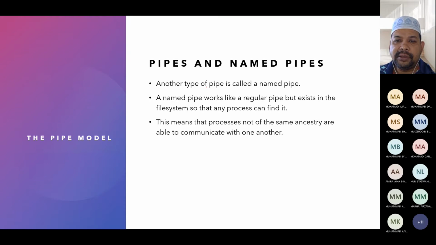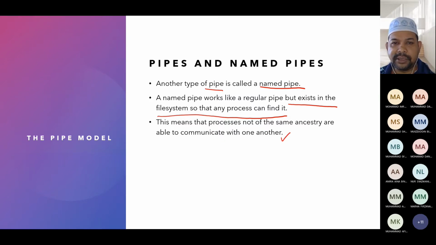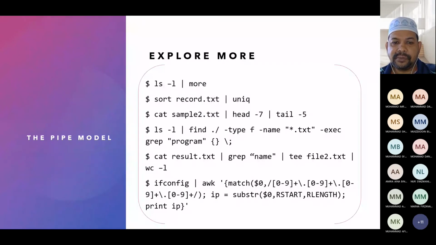So, another type of pipe called named pipe. Okay. Yang ni, a named pipe works like a regular pipe. Okay. But exists in the file system so that any process can find it. This means that processes not of the same ancestry are able to communicate with one another. Okay, itu beza dia pipe dengan named pipe.